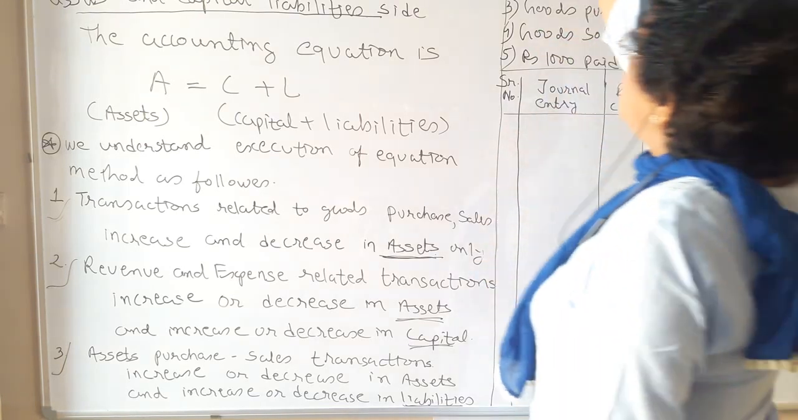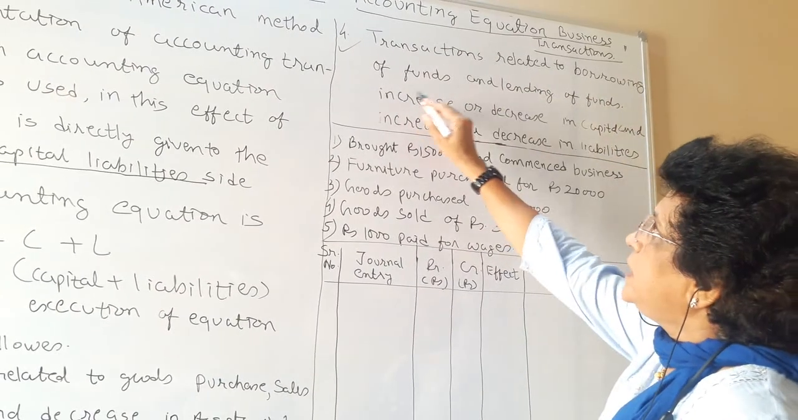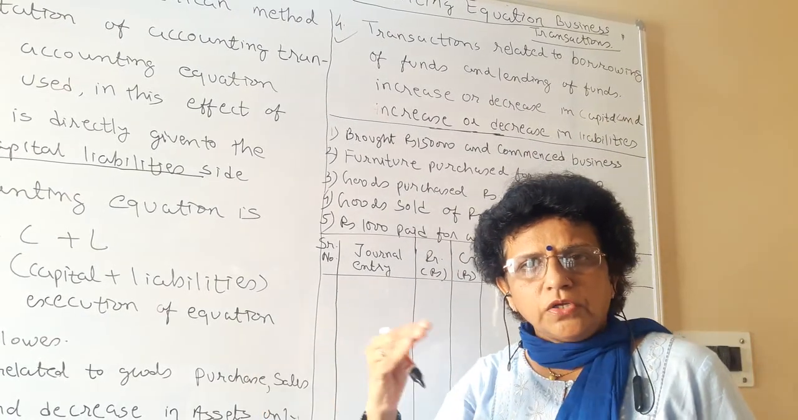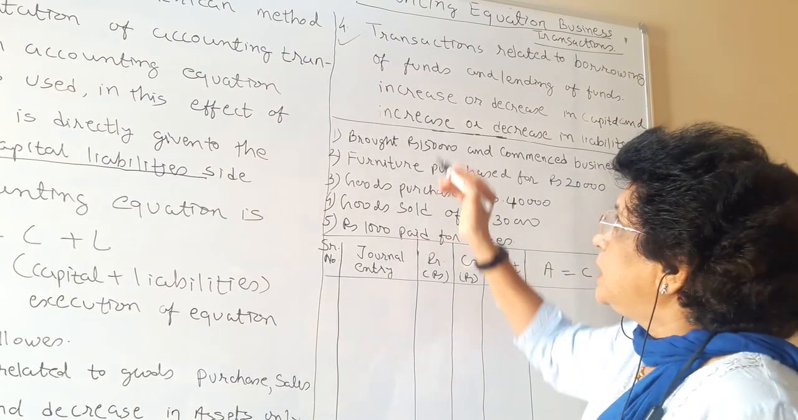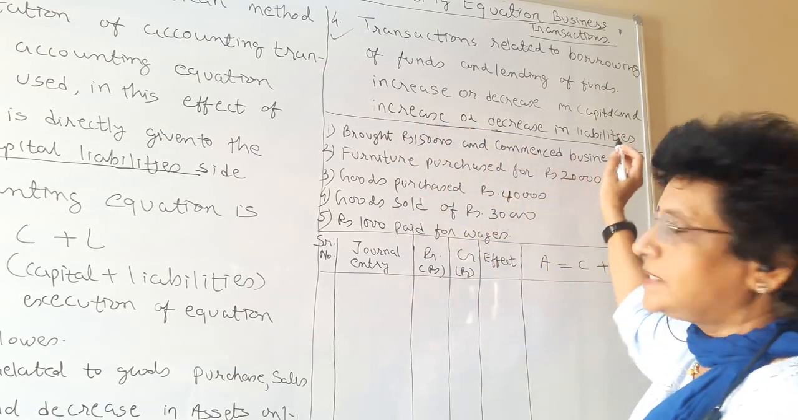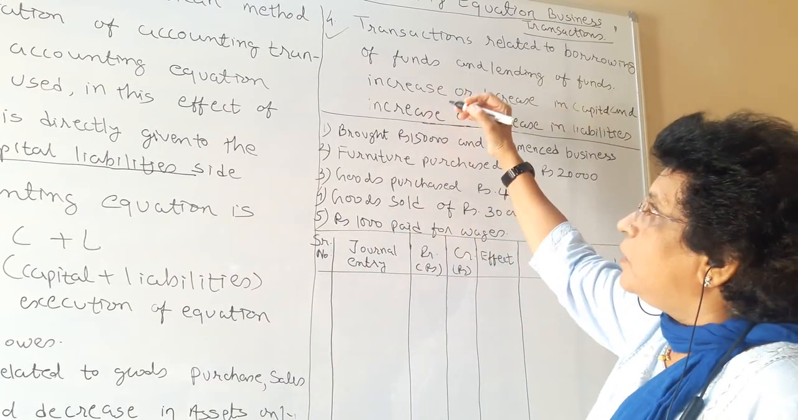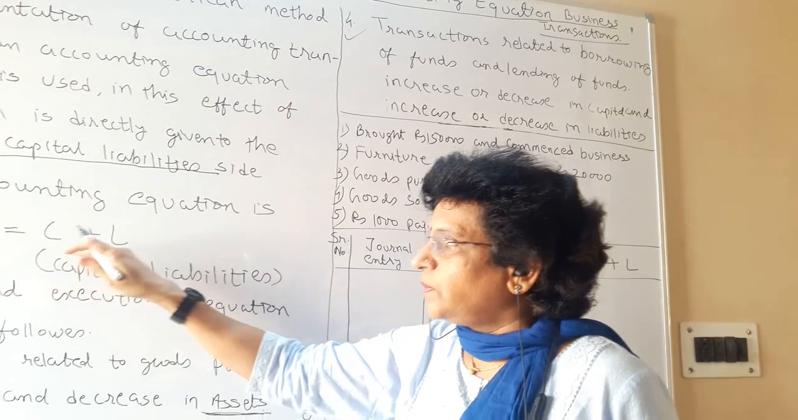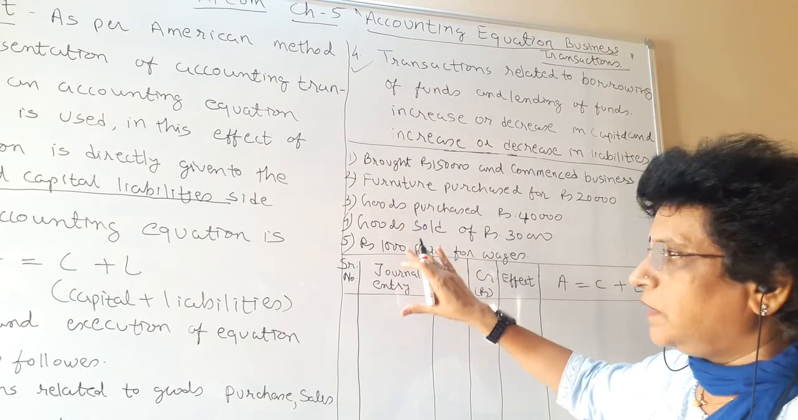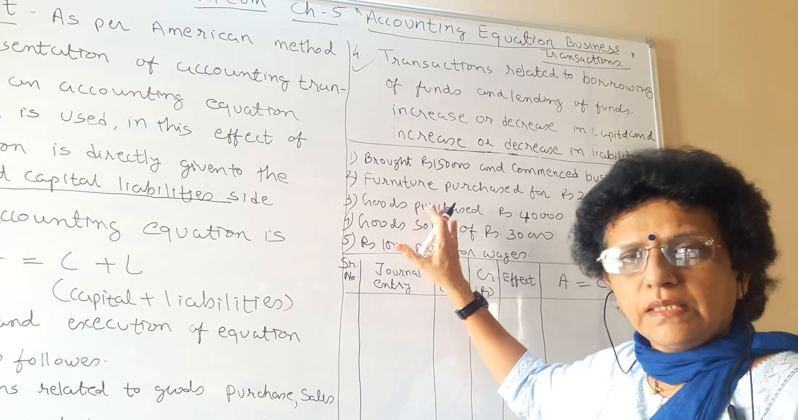Now the fourth possibility of transactions are the transactions related to borrowing of funds and lending of funds. You may borrow the funds or you may lend the funds. So here you have an increase or decrease in capital and an increase or decrease in liability. In this manner your funds are also recorded in our accounting terms. Now we will see the application of these accounting equations and an example related to the accounting equation.